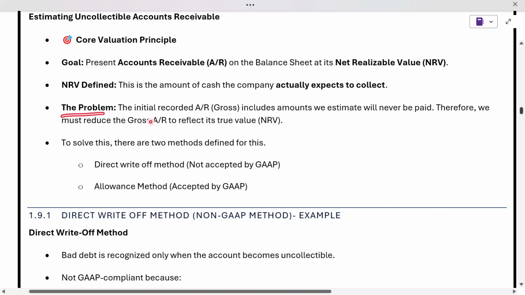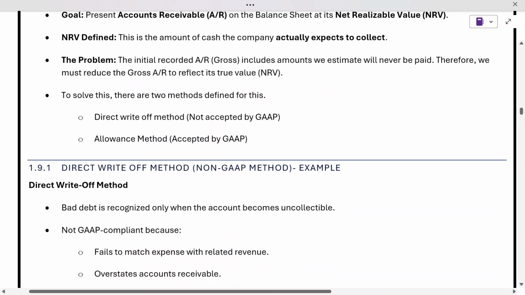Now, the problem is that the initial recorded AR, which is gross AR, includes the amount we estimate will never be paid. Therefore, we must reduce the gross AR to reflect its true value, which is called the NRV. Based on that, there are two different methods. The first method is the direct write-off method, which is not accepted by generally accepted accounting principles, GAAP, and the other method is the allowance method, which is used in GAAP.